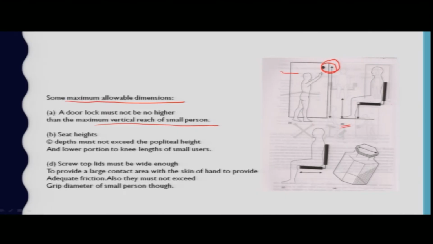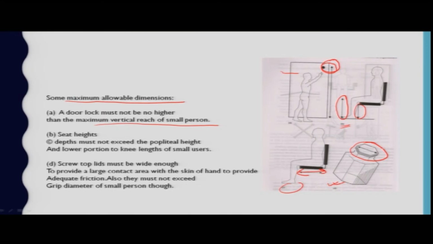The second example is seat heights. The seat depth must not exceed the popliteal height and the lower portion to knee length of small users. So, these two dimensions you have to take care of in order to design a particular chair. You must have seen this container: screw top lids must be wide enough to provide a large contact area with the skin of the hand to provide adequate friction, but they must not exceed the grip diameter of a small person.